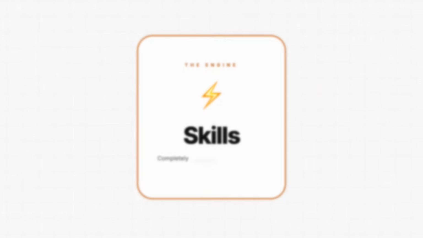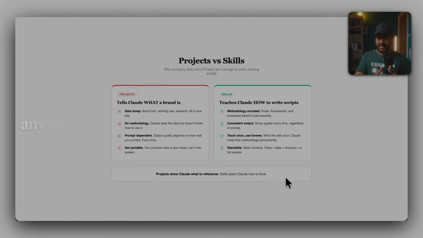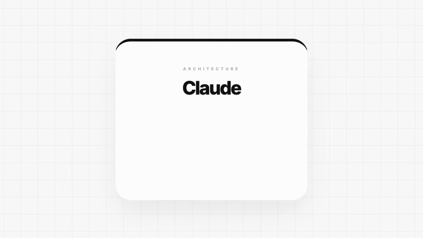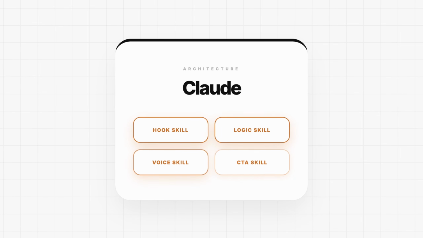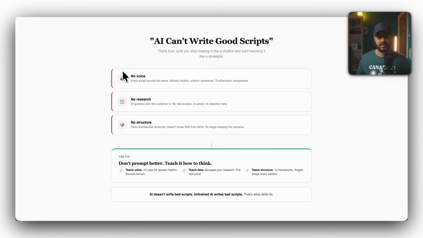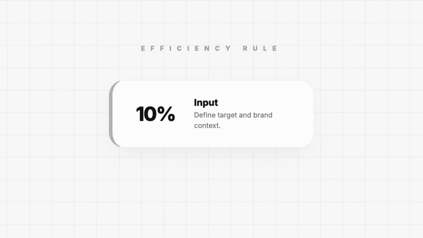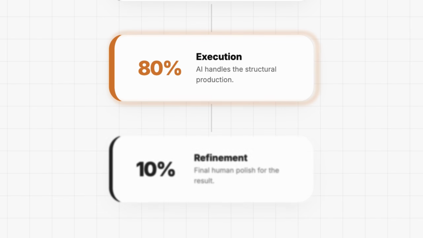And that's where skills completely change the way things now work and why any creative strategist in this space should pay attention. We can now teach Claude, just like we could with a junior human creative strategist, the skills to write winning ad scripts. And I like this particular rule, 10-80-10. I give Claude the first 10% and then I let Claude do the rest 80%, and then last 10% I will come in and I will refine it.